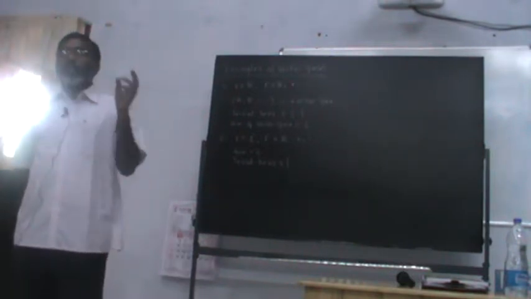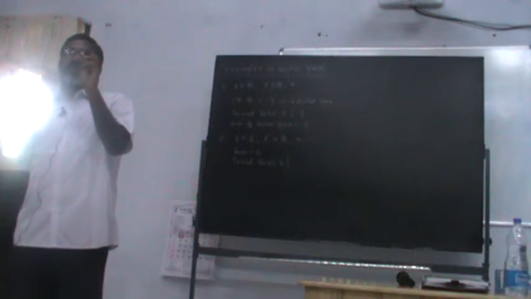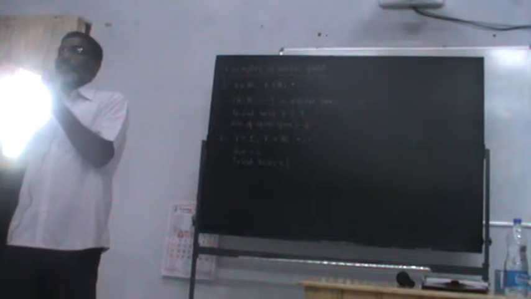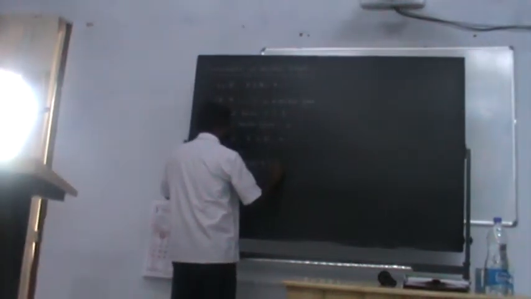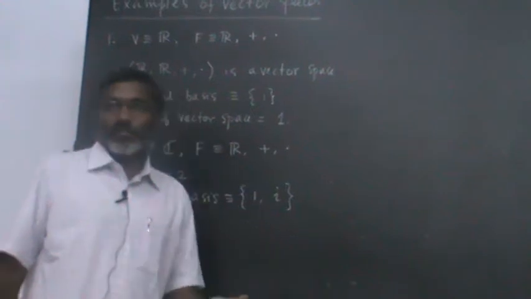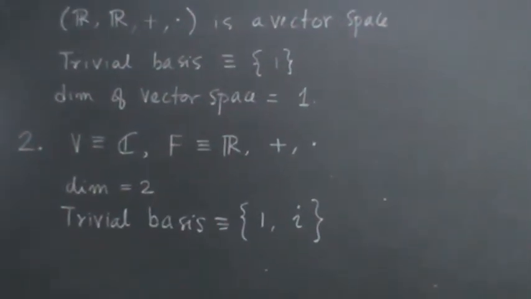So what should I multiply a with? 1. What should I multiply b with? i. So 1 and i: 1 plus 0i, 0 plus 1i. These are the 2 basis elements. Okay? The trivial basis is 1, i.